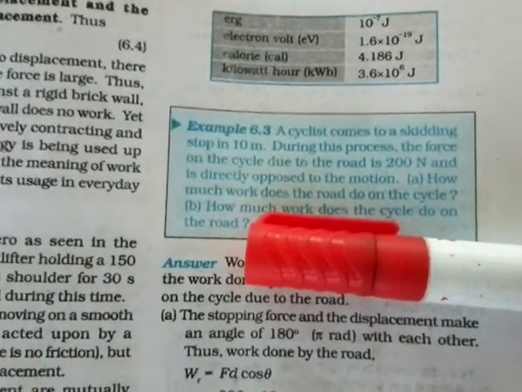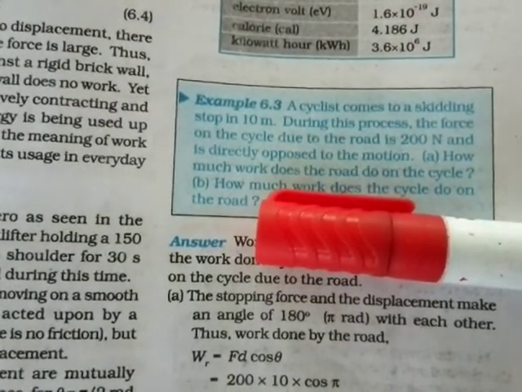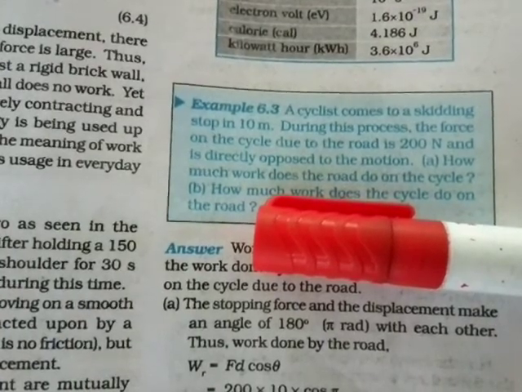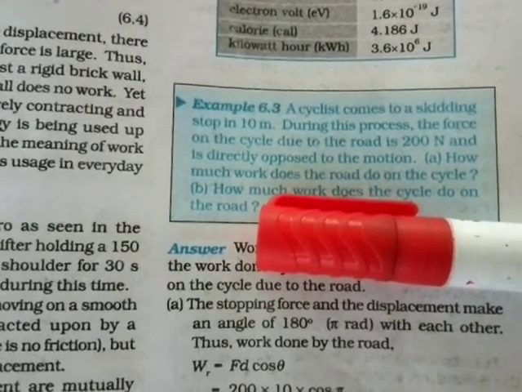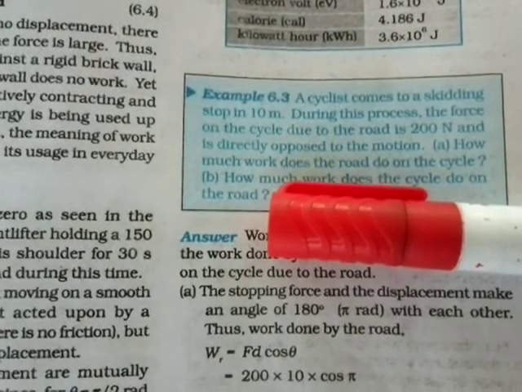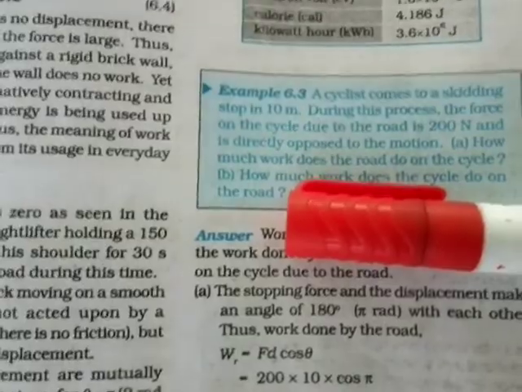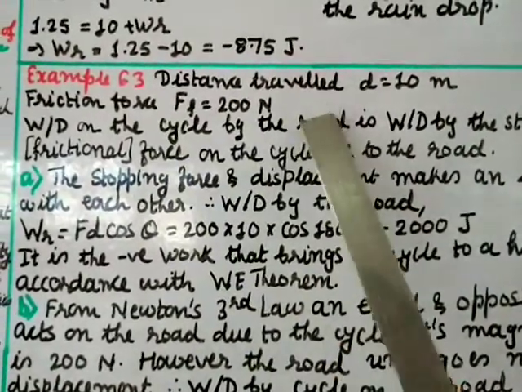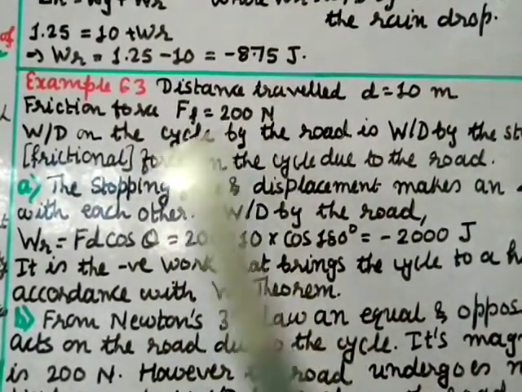Example 6.3. A cyclist comes to a skidding stop in 10 meter. During this process, the force on the cycle due to the road is 200 Newton and is directly opposed to the motion. Part A: How much work does the road do on the cycle? Part B: How much work does the cycle do on the road? From the given question, the distance traveled d equals 10 meter, and the friction force Ff equals 200 Newton.